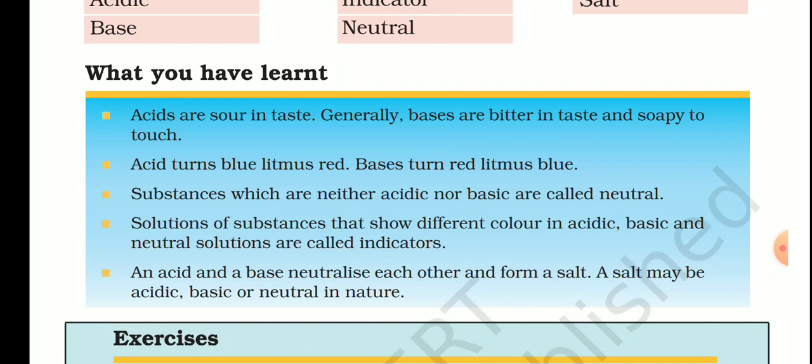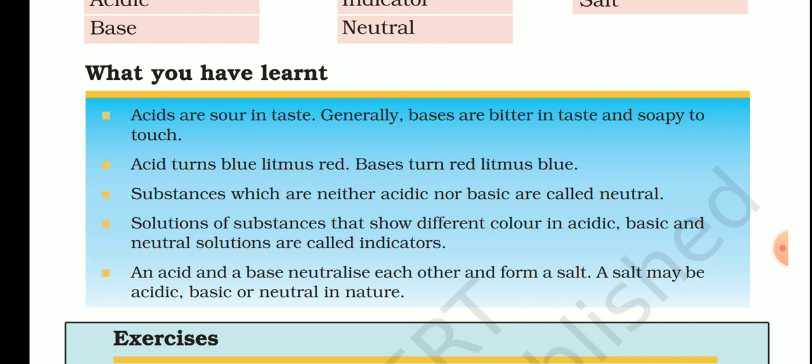Here it is only given about litmus, but you need to know other indicators also, for example turmeric and china rose. In the activity we also discussed a synthetic indicator, that is phenolphthalein. China rose solution in acid turns to magenta and in bases it turns light green. Turmeric in acids and neutral solution remains yellow and in basic solution it becomes red. Clear?